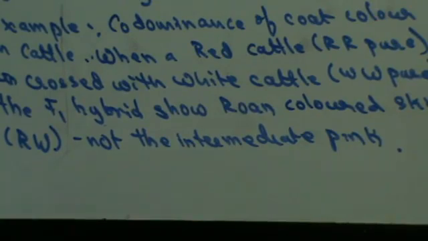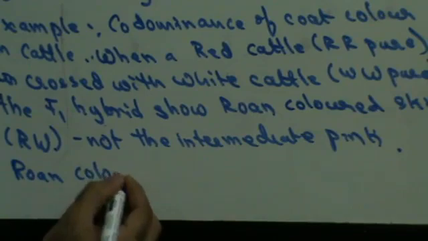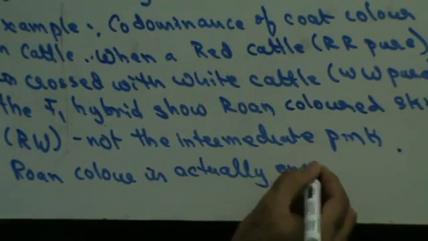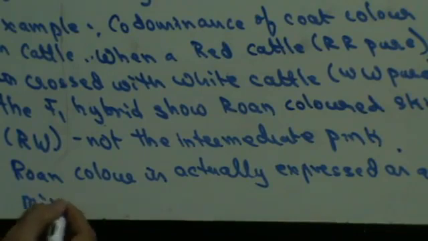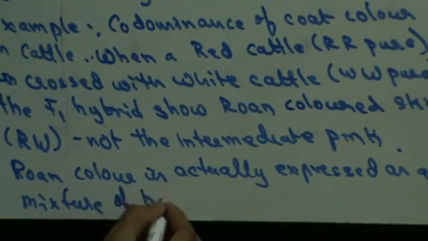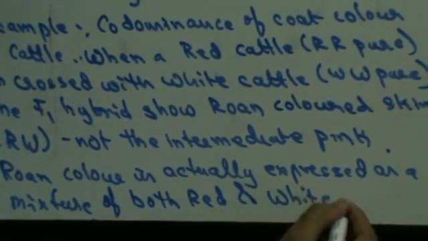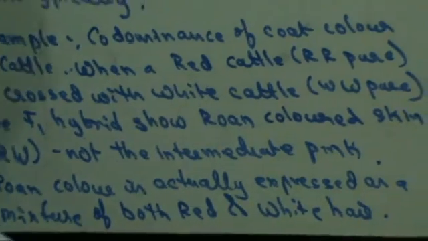What do you understand by roan color? Roan color is actually expressed as a mixture of both red and white hair on the cattle skin, which develops side by side.